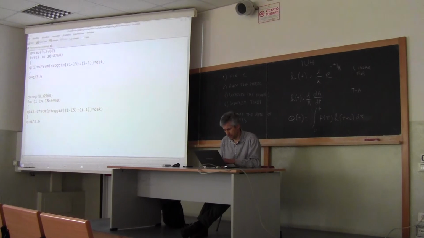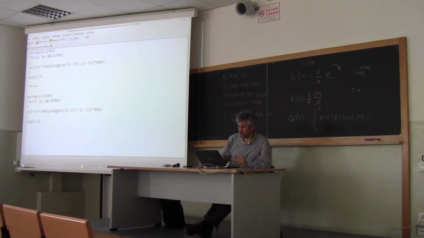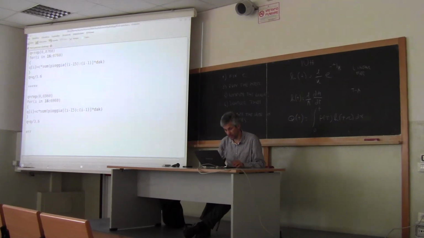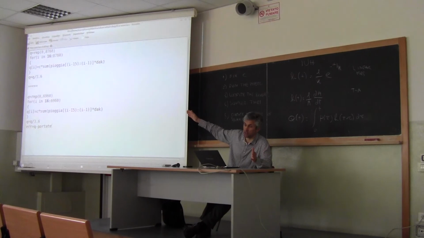So basically, let me put some asterisks here. This runs the codes, runs the model. Now we have to compute the errors. So the errors are the difference between Q and portate. So the errors, let's call it R, is equal to Q minus portate. It doesn't matter the order in which we take the difference. Q minus portate is the same for us as portate minus Q, because we have to square it afterwards.